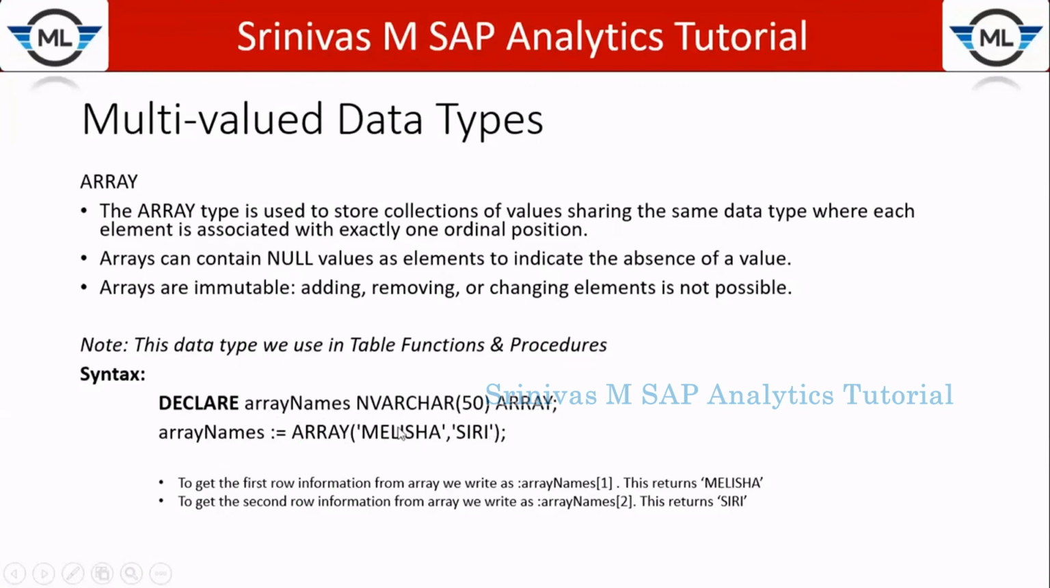How do I bring a single value, like a single name, from my variable, because this variable is storing multiple strings? I want to get one string out of it. By defining it this way: colon, array names, and the position. Militia occupies the first position and Siri occupies the second position in my variable. If you give this number in the square brackets, if we give 1, Militia will be the output, and if you give 2, it will bring the second value. Like this you can define arrays. We can see this example again one more time when we discuss table functions and procedures.